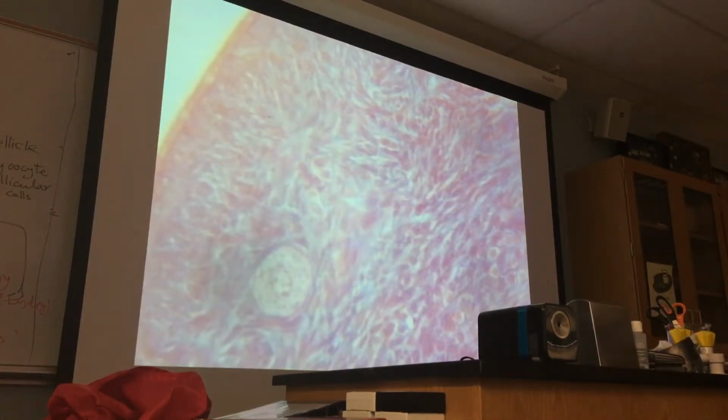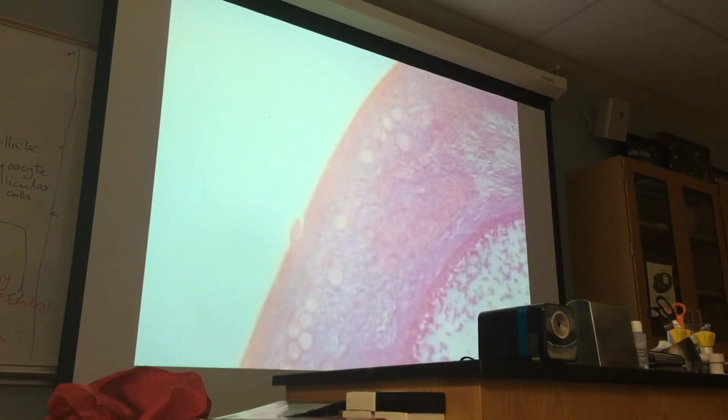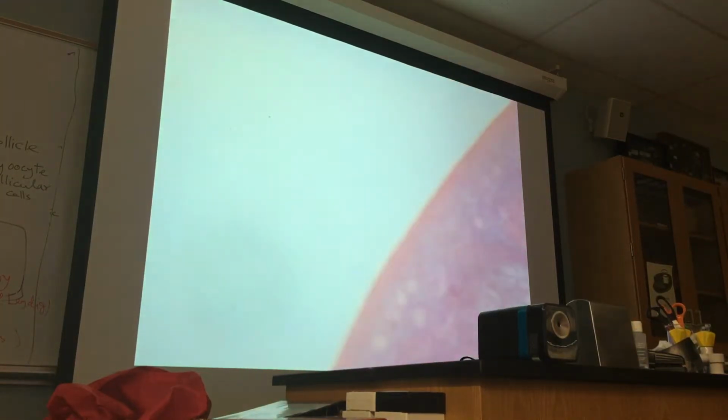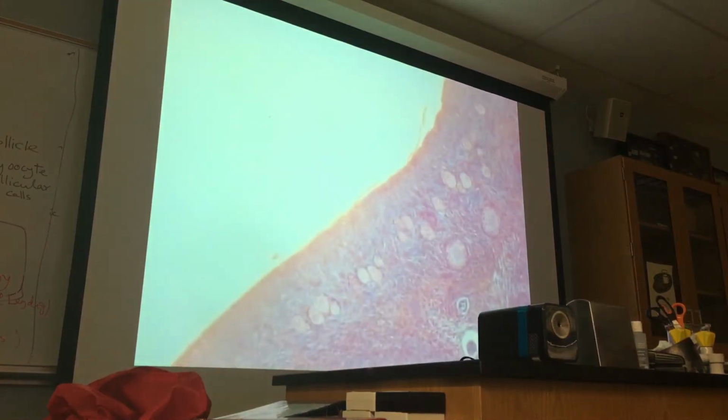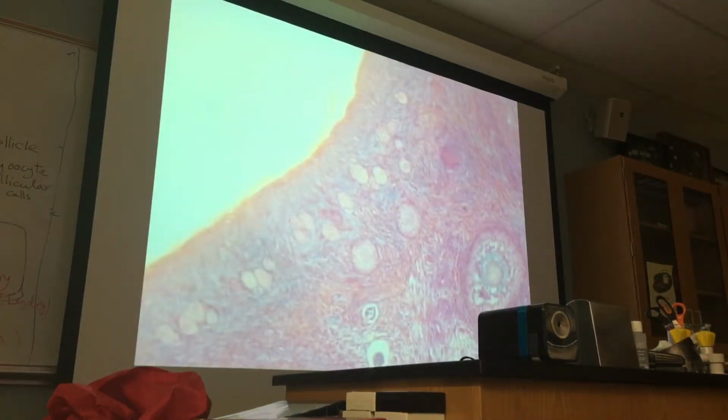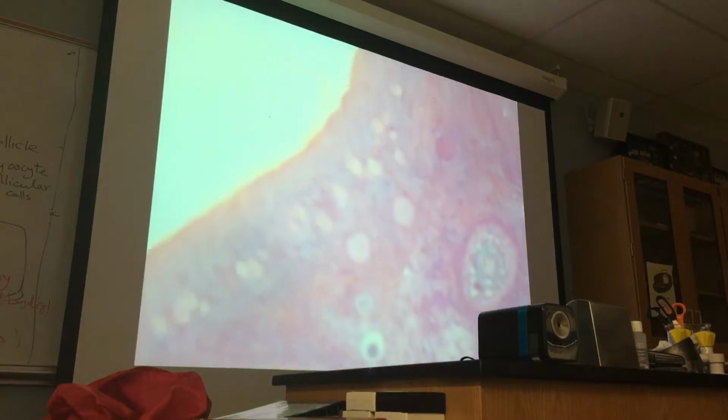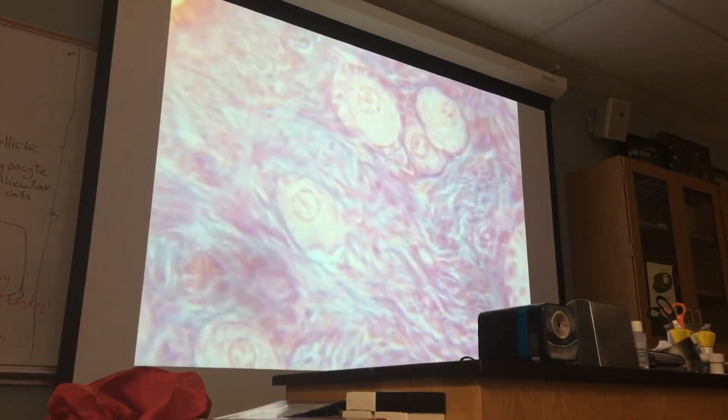I think I should be able to show you. And let me go to this region here. Here it will be good. Let me see. Here we go. This is good. You can see three primordial follicles, another one.